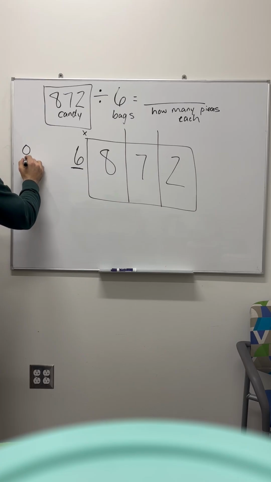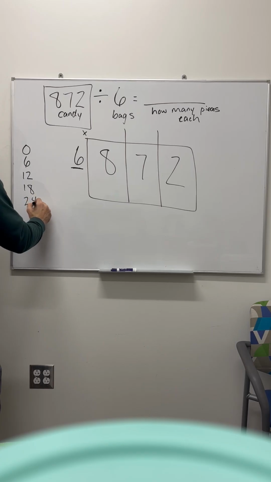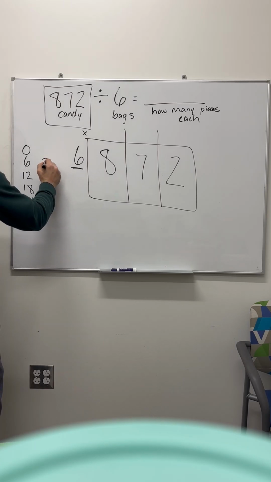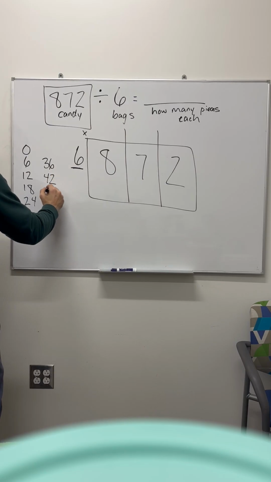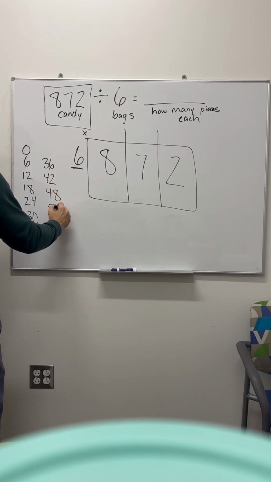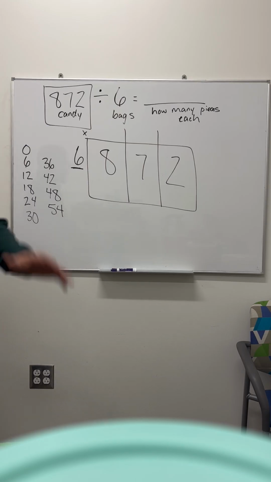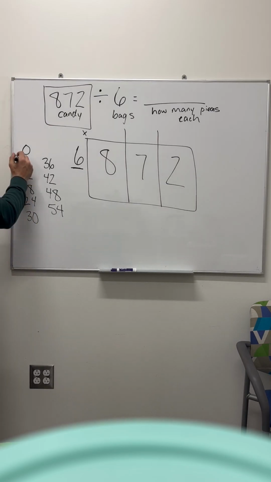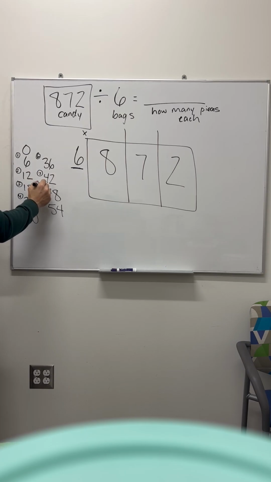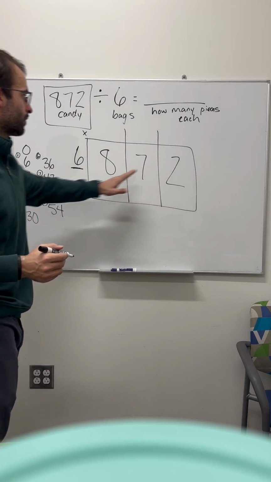I'm going to start at 0, 6, 12, 18, 24, 30, 36, 42, 48, and 54. And I can stop at 9 skip counts because I'm never going to pick a number that's higher than 9. So looking at these, these are my skip counts. This was skip count 1, 2, 3, 4, 5, 6, 7, 8, and 9. And that's going to be important based on what I'm looking for in my problem.